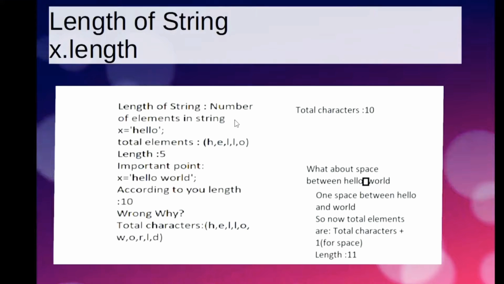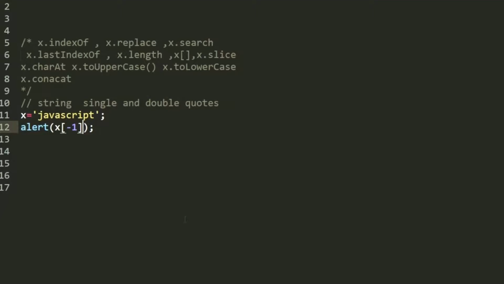elements in my string. So if we have a string x that is equal to hello, the total elements in my string are H, E, L, L, O. The 5 elements are there, so the length of the list is 5. So there is an important point. Let me explain this.